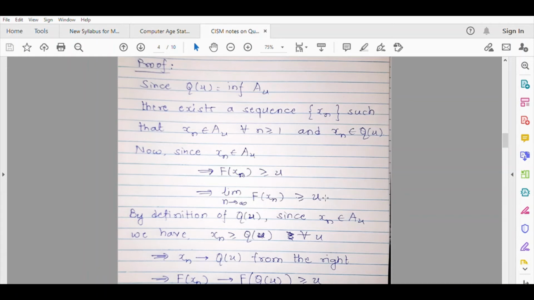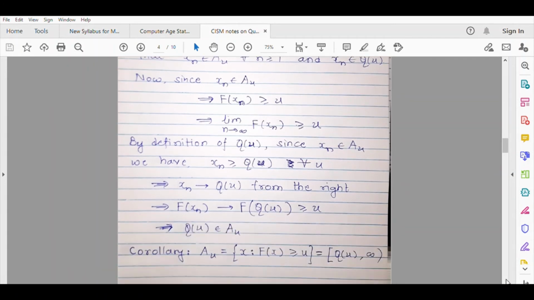Now let us consider the definition. By definition of QU, since xn is in AU, you will have xn greater than or equal to QU. Why? Because QU is the infimum. So xn will be greater than or equal to QU for every n. What does it mean? It means xn will converge to QU from the right. So f of xn will converge to f at QU. But f at QU will be greater than or equal to u.